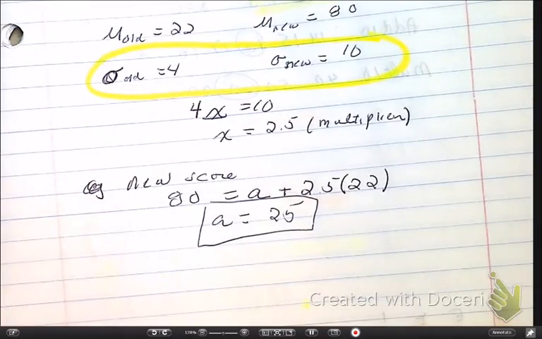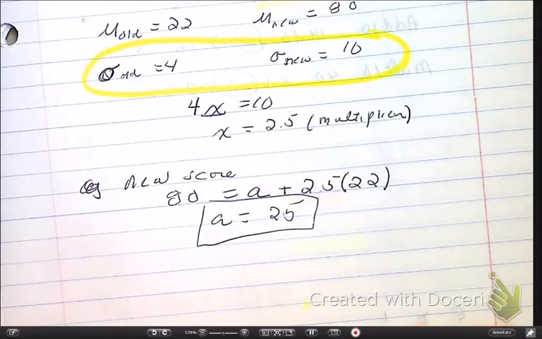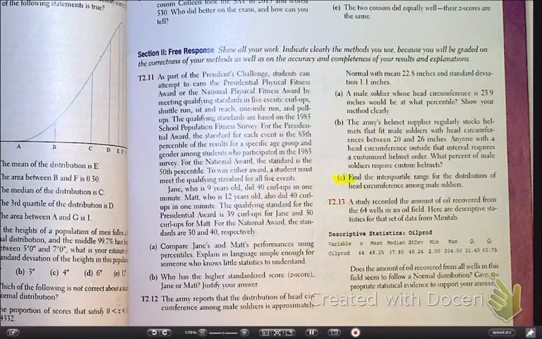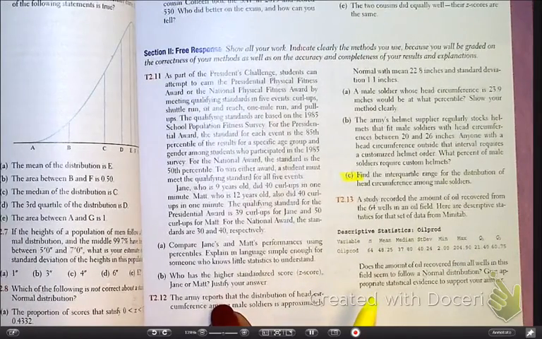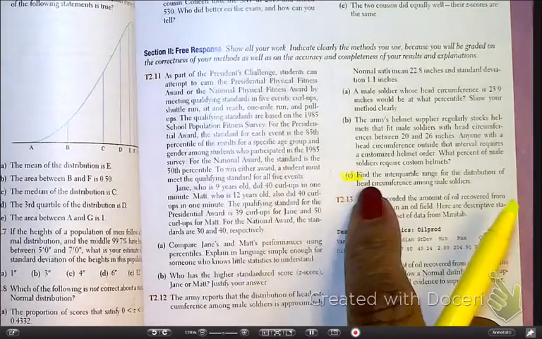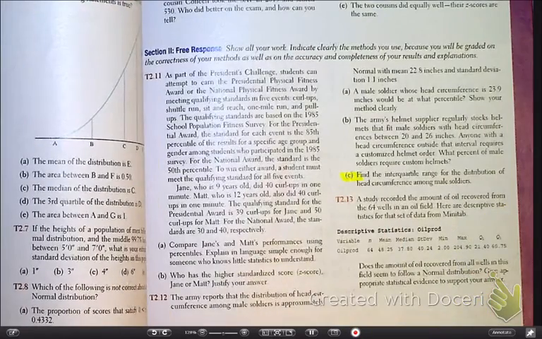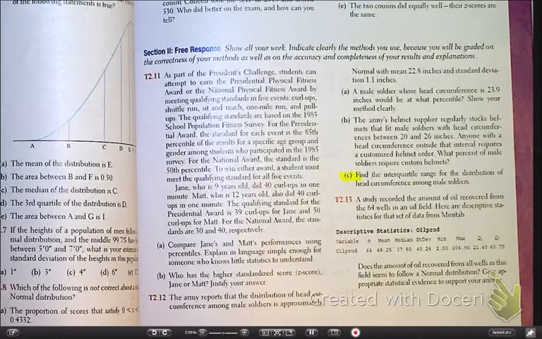Now, unfortunately, well, let me stop for a second. So one of the requests that was texted to me was 2.12, part C, asking how do I find the interquartile range.